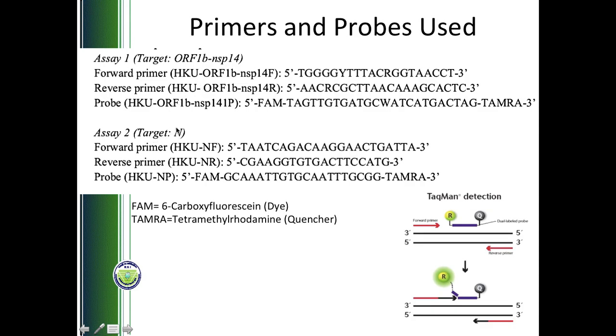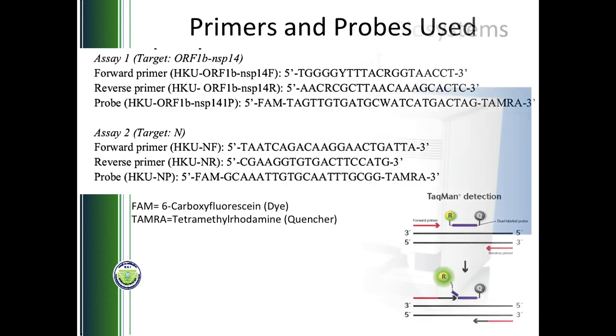Now just see the probe. In both the cases, the probe at the 5' end is joined with what is labeled here as FAM, which is nothing but a dye, 6-carboxyfluorescein. On the 3' end, the probe has TAMRA, which is nothing but a quencher, that is tetramethylrhodamine. So these two are the dual labels with the probe, and the two gene specific primers are used.